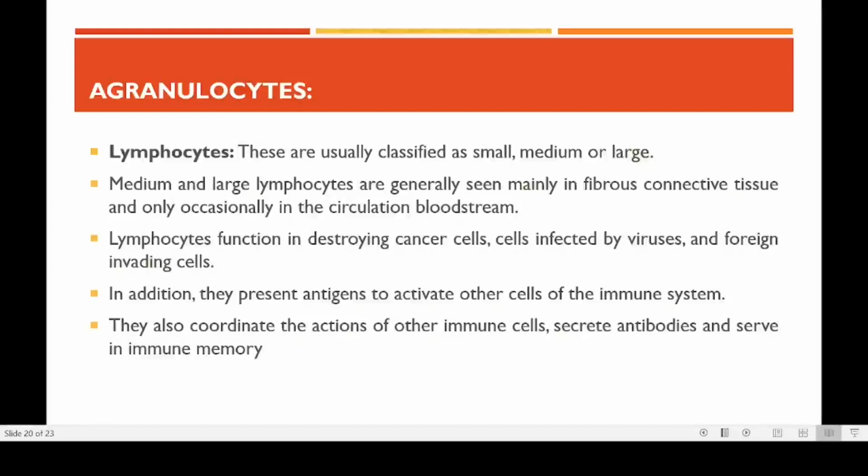In the last class I discussed with you that agranulocytes are those types of WBC which do not contain any granules, absence of granules. That is why they are known by the name agranulocyte, granules are absent. There are mainly two different types of agranulocyte. One is known by the name monocyte, the other is known by the name lymphocyte.